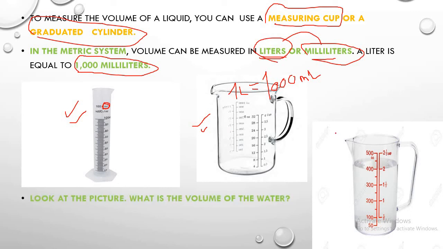Look at this picture. What is the volume of the water? What is the volume here? Excellent, 400. So the volume of liquid inside this measuring cup equals 400 milliliters.